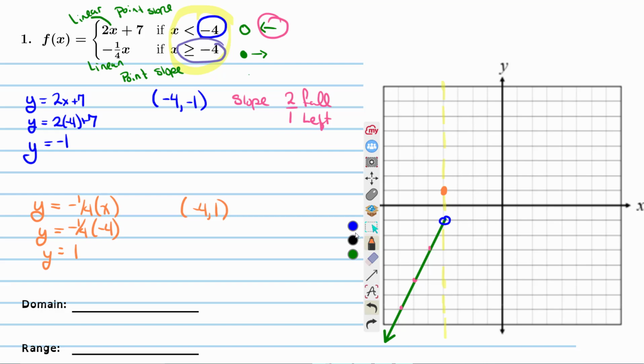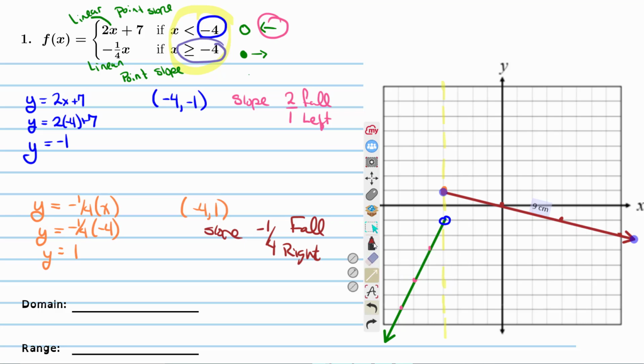Now I need to take and move my slope. And so my slope in this case is going to be -1/4. So as I'm going to the right, that means I am falling. 1, go right 4, 1, go right 4, 1, go right 4. And so I'm going to draw that in. And that gives me my second graph.